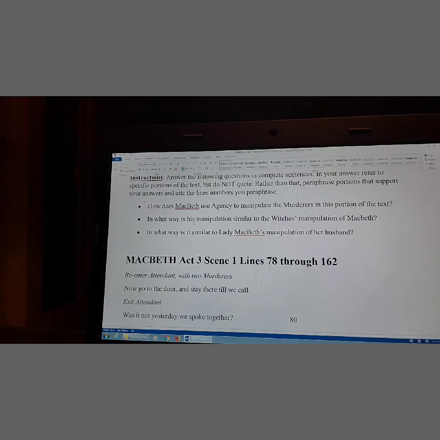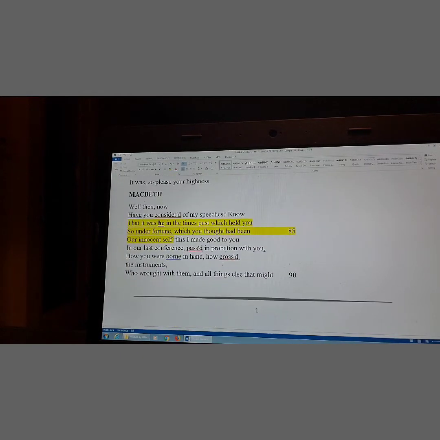Consider this when we're going back to this idea of manipulation. Right, so we're going to highlight that in yellow. And think about how that played out, in terms of how people manipulate others and what that means in terms of agency. So keep that in mind. So this is around line 85.